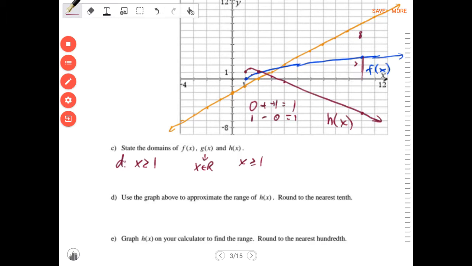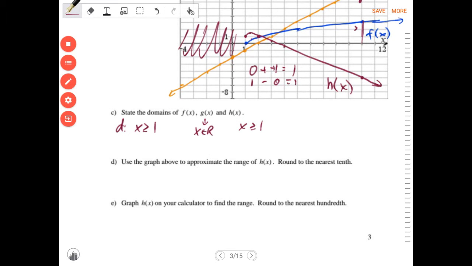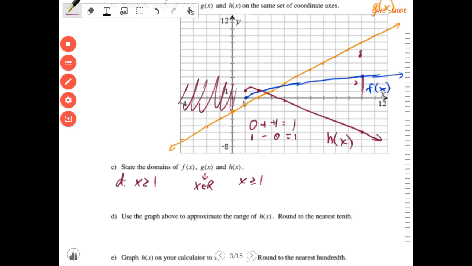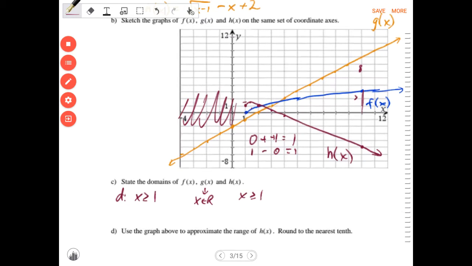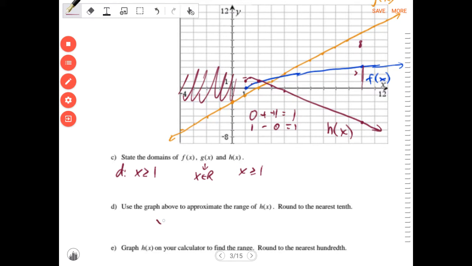Okay, and that should make sense because the root graph doesn't exist back here, so the h of x graph can't exist there either because it's the two y coordinates subtracted. So, okay, good. Use the graph to approximate the range of h of x. Okay, so if we look at the range of h of x, is that close to 1.5? I suppose it is. So that would be y. So the range, so y.